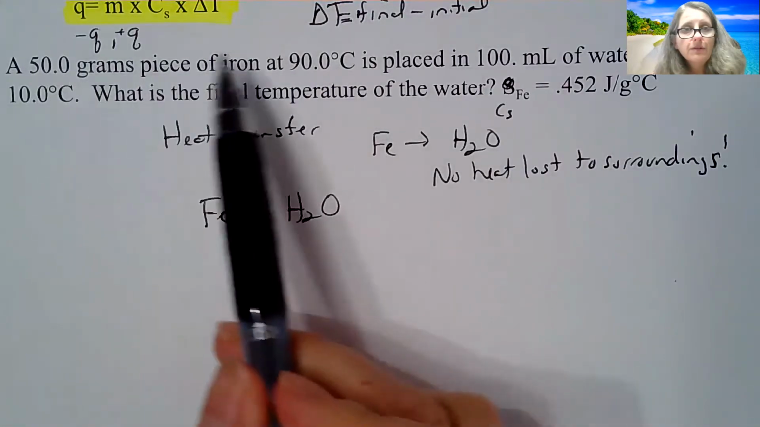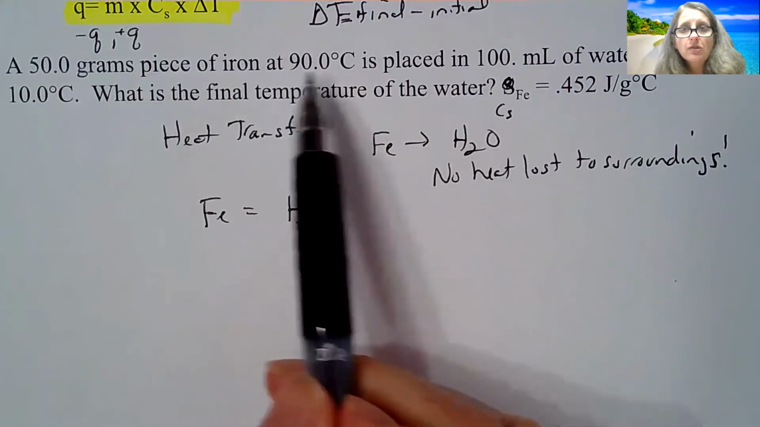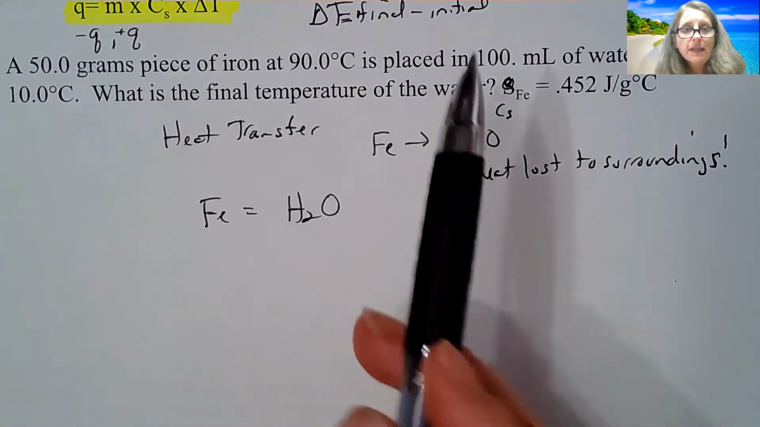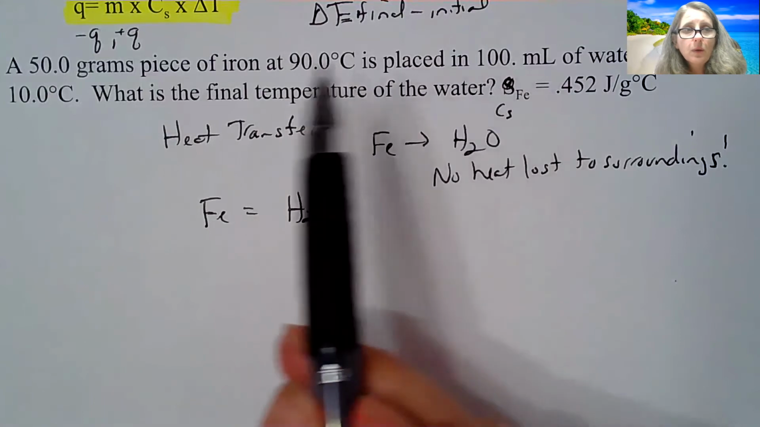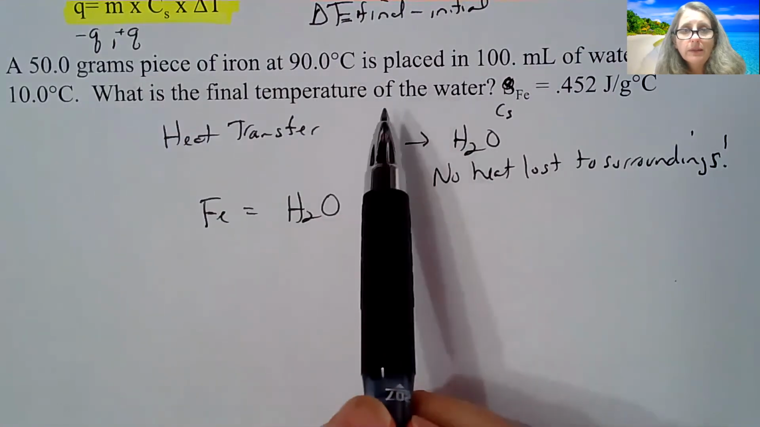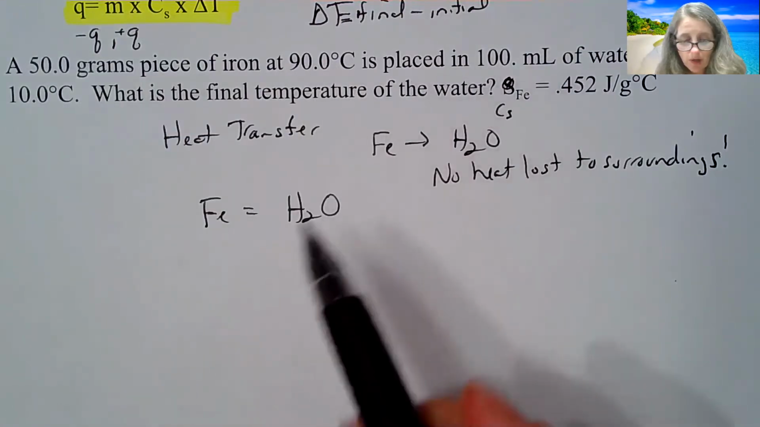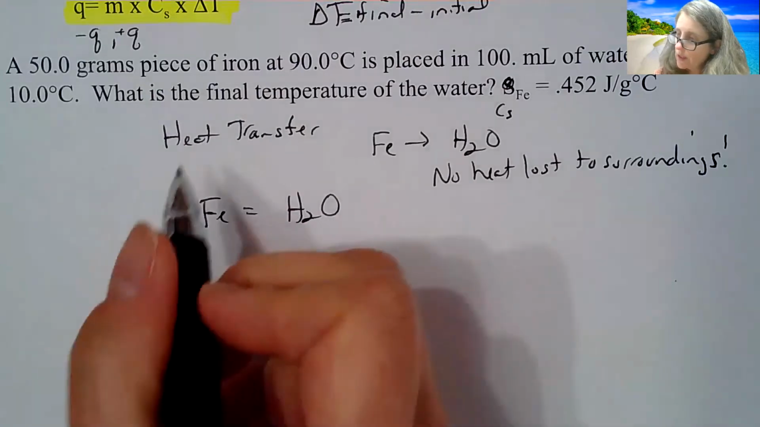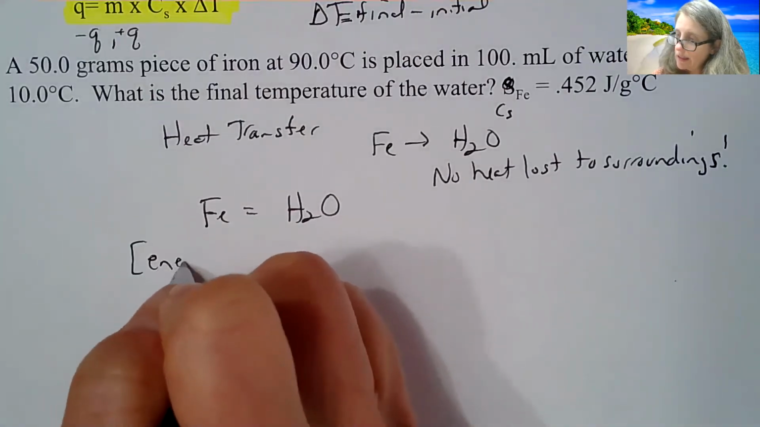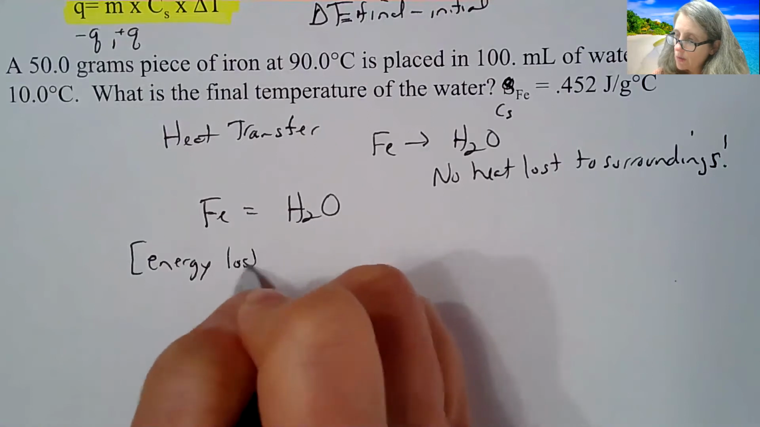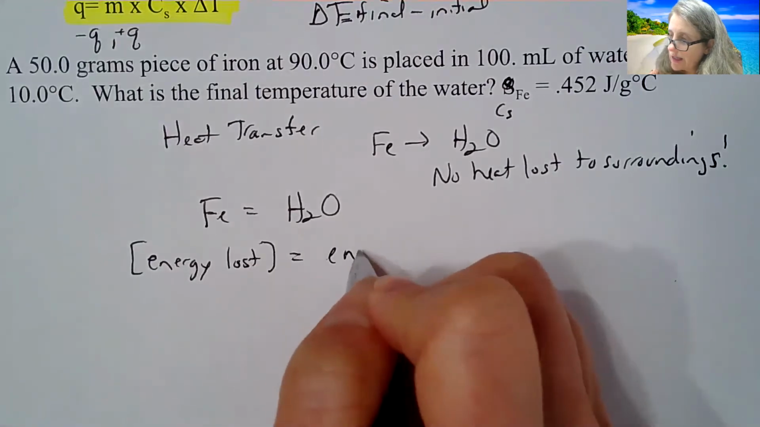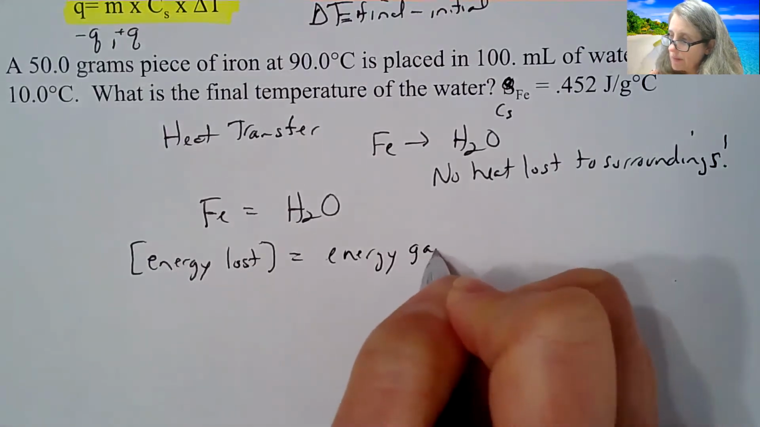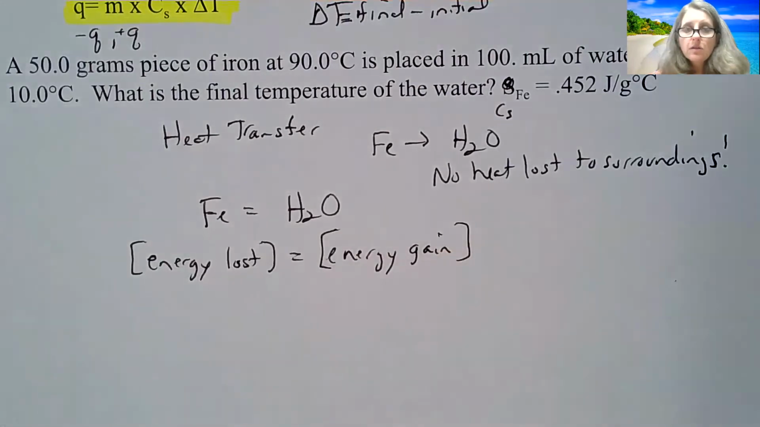I have the 50 grams, I have the change in temperature, and I have its specific heat. Water, I know how much water I have. I know its starting point. I don't know the final temperature, but I could figure that out. So anytime we're doing these types of problems, we're going to set energy loss to energy gained and make it equal. Okay. So again, we're going to assume that there's no loss to the surroundings.